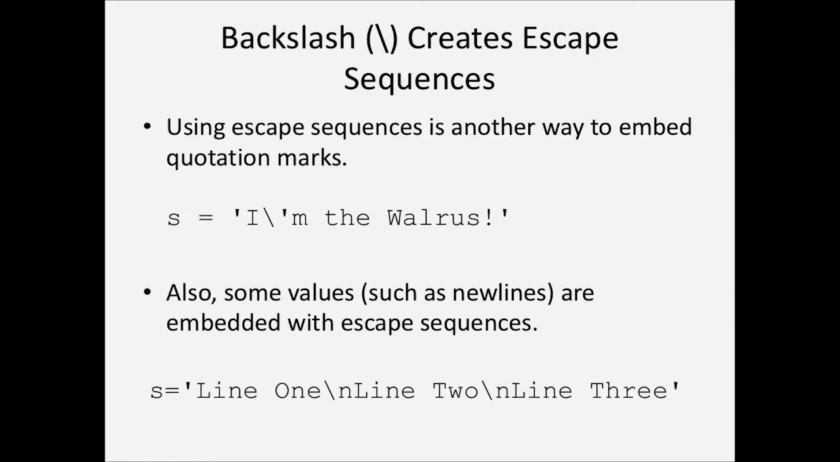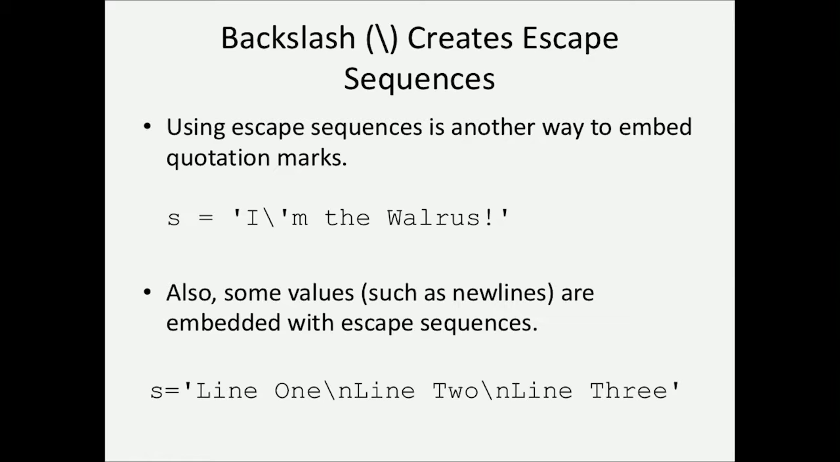There's also another way to deal with the problem of embedding single quote marks or double quote marks. You can use a backslash to create what's called an escape sequence. And one of the purposes of the backslash is to remove the special meaning of the character it precedes. So if you want a single quote mark inside a string delimited by single quotes, you can use a backslash. So here we're using the backslash to say that there's a single quote mark that is actually part of the string. It's not actually ending the string.